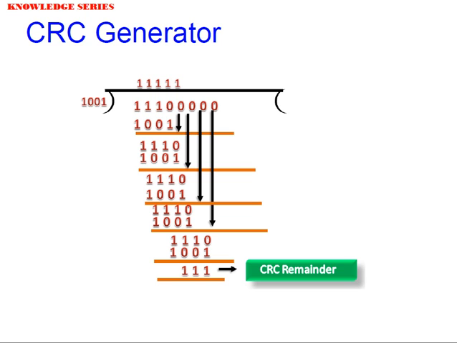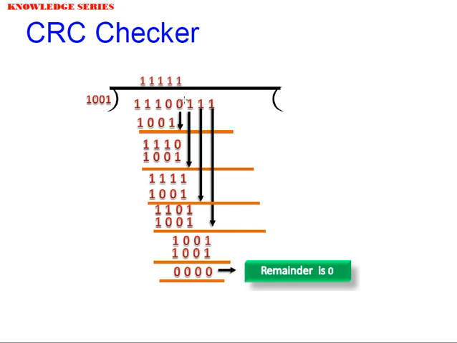Now this 111, which is 3 bits, is added again to this 11100. This is nothing but your M value, and this is your N value. Now this is added again, you can see 111100, and a division is done again. After doing the division, you can see that it has a remainder 0.